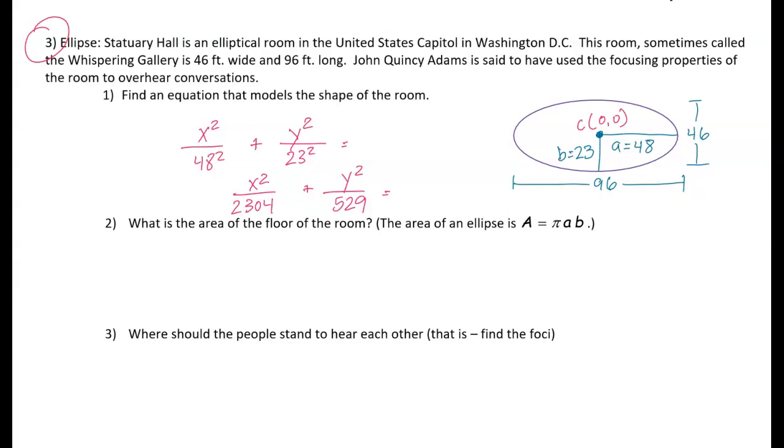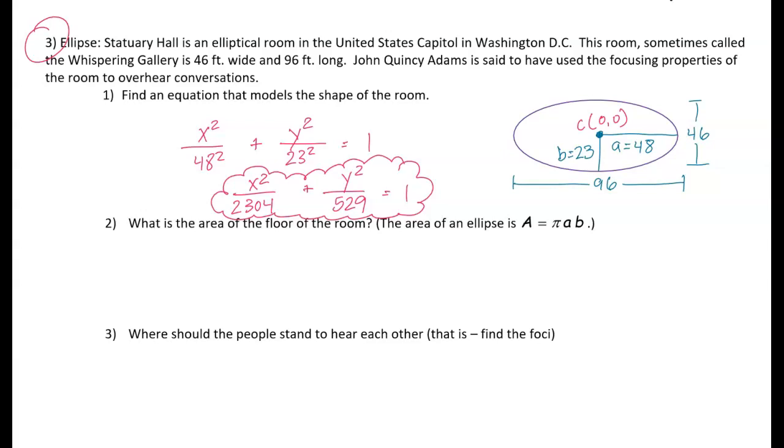Now, what are ellipses always equal to? 1. And we're done with that equation. That's it. Not quite so hard, I hope. Just have to understand what the numbers given to you represent.